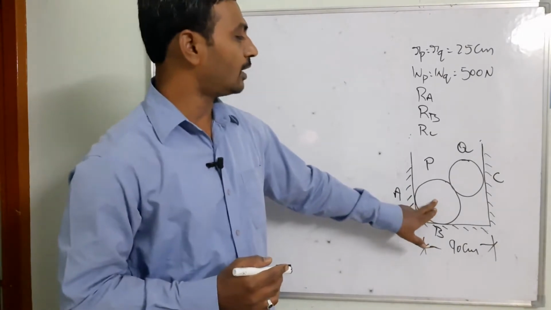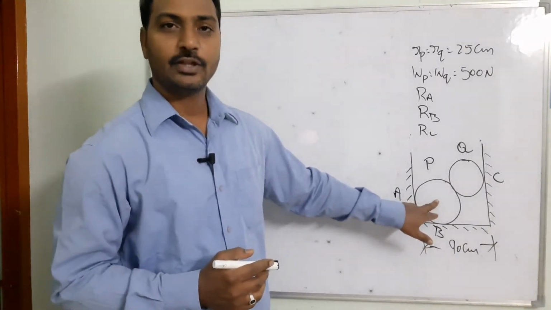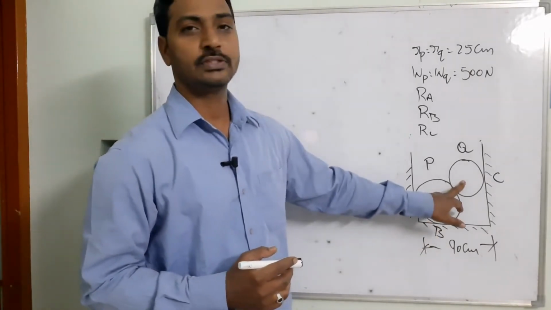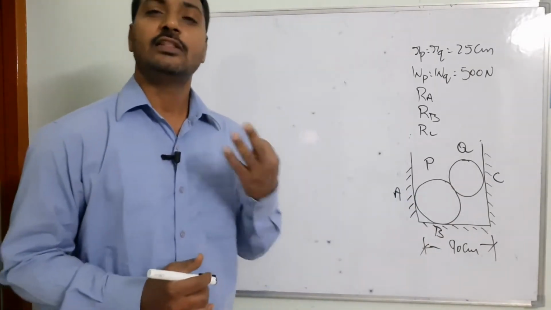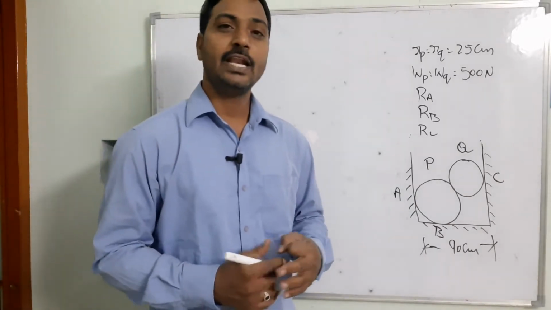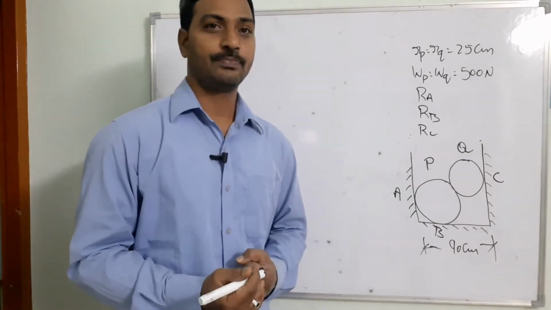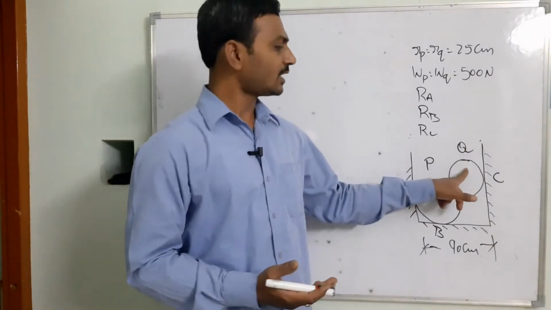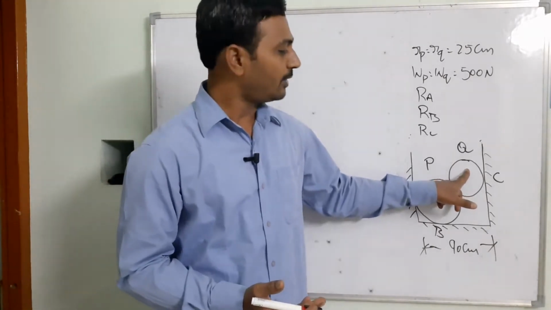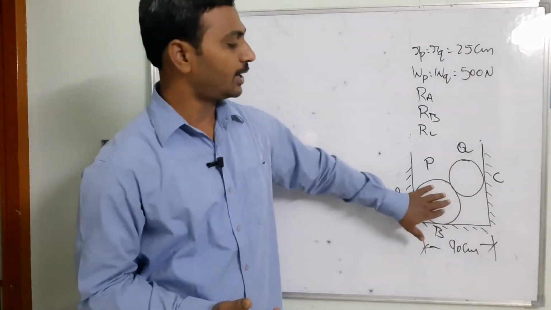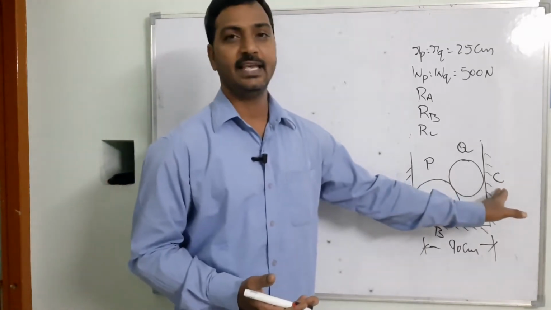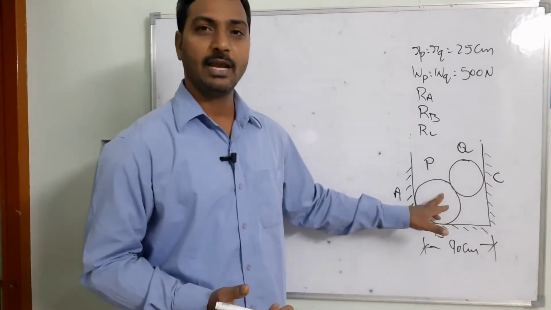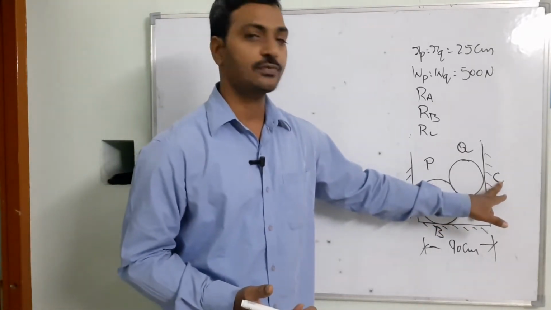When I draw the free body diagram for P, we have RA, RB and RPQ. Two equations with three unknowns exist, so it is very difficult to solve. So I am going to take the free body diagram for Q. When I remove all the supports, it is supported by P as well as the C wall. So if I remove them, there will be a reaction force coming over here, and another reaction force from the vertical wall.